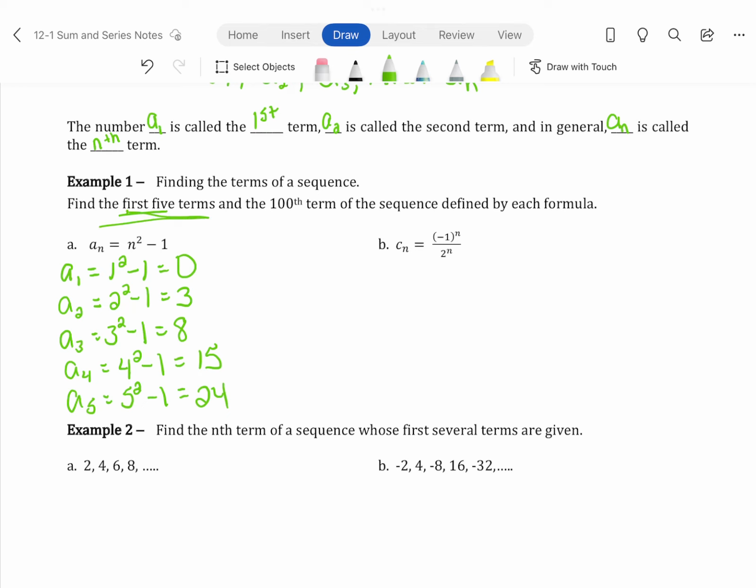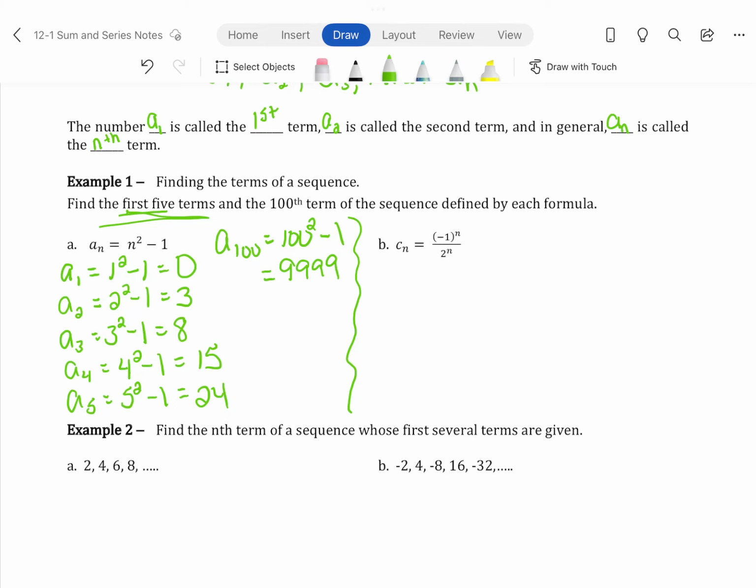Then we also want the 100th term, which means now I want a100, so I'm just plugging in 100. This would be 100 squared minus 1. You might want to use your calculators for this one. 100 squared minus 1 is 9,999. So there are our first 5 terms.